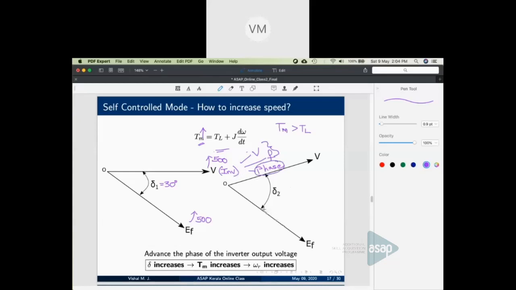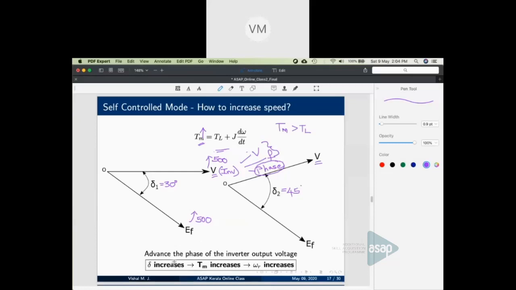Okay, so with respect to EF, phase means it's always with respect to a reference. With respect to EF, I increase delta 2. Let delta 2 be 45 degree. Remember, the magnitude of the V is same. Frequency is also same because it is at 500 RPM. Then what is different? I am only synthesizing my voltage vector such that it is now 45 degree away from EF. Earlier it was 30 degree. Now delta has increased, because inverter could control the phase of its output voltage.